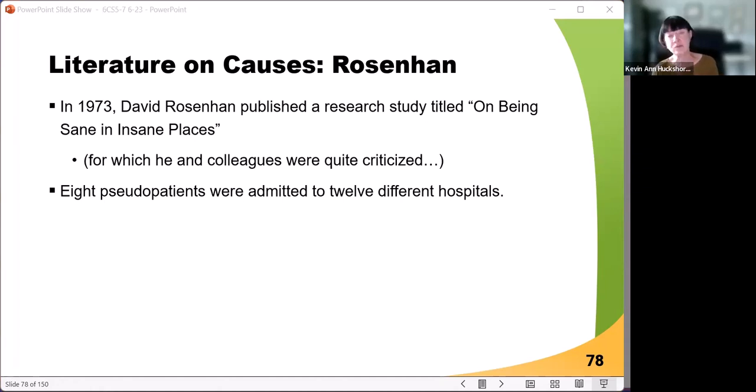So what David Rosenhan did was he identified 8 regular people and he called them pseudo patients, fake patients. And he got them to agree to be admitted to 12 different hospitals. Next slide.